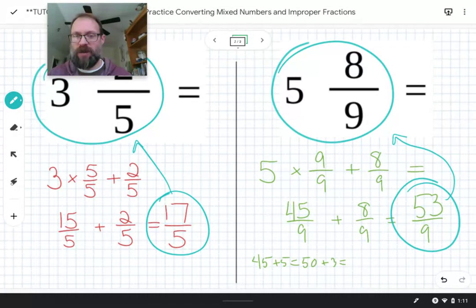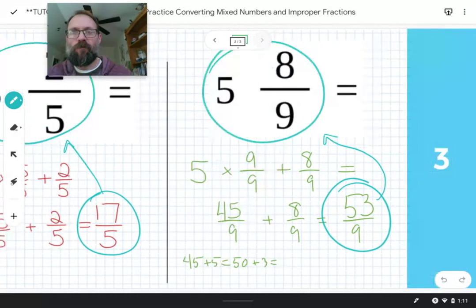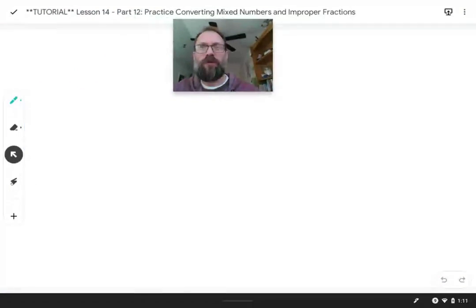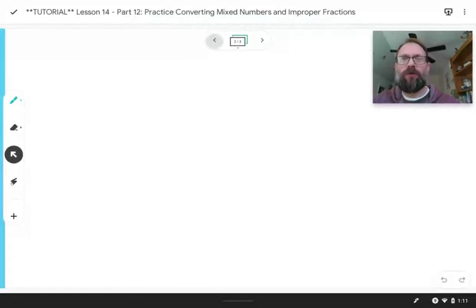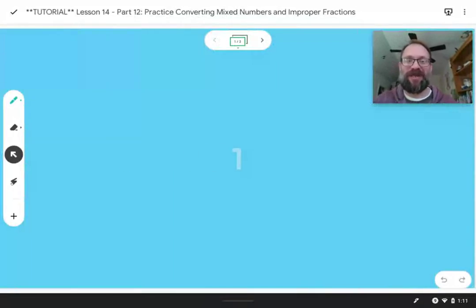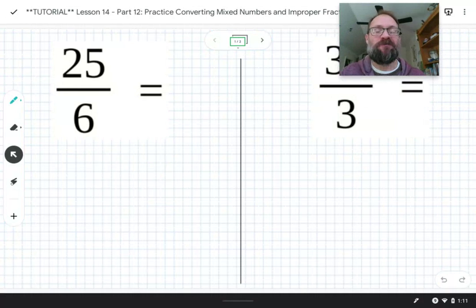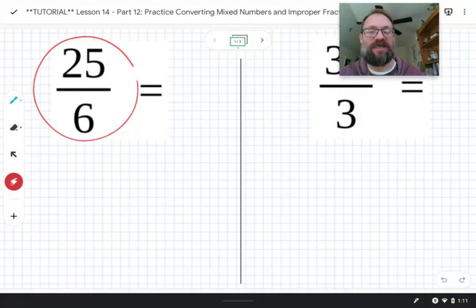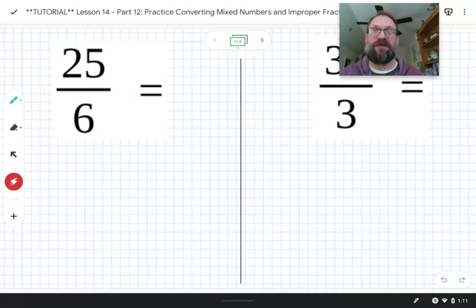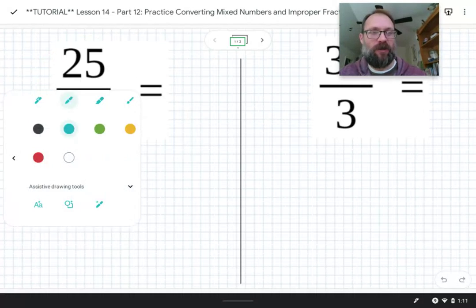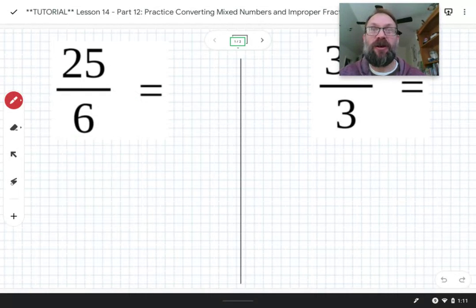Let's go ahead now and go in the reverse direction. Oh no. Oh, I started with the second two problems. Let's go ahead and convert an improper fraction to a mixed number. So here we see 25/6. All right, so we have to divide, right? We're going to go ahead and divide the top number, the numerator, by the bottom number, the denominator.